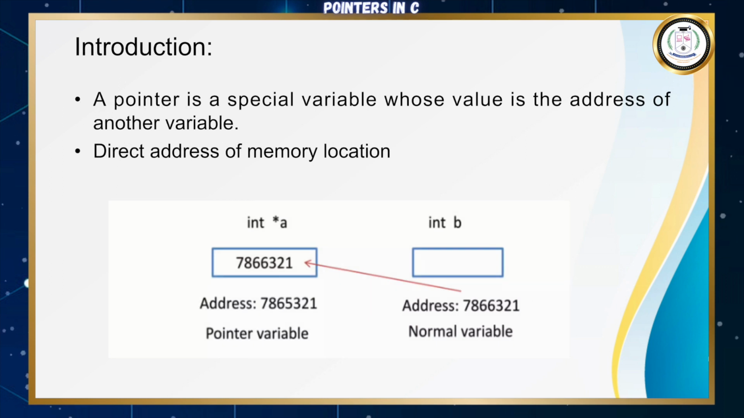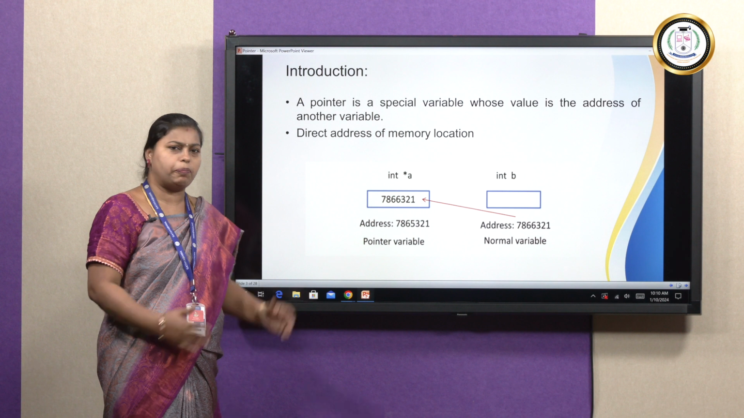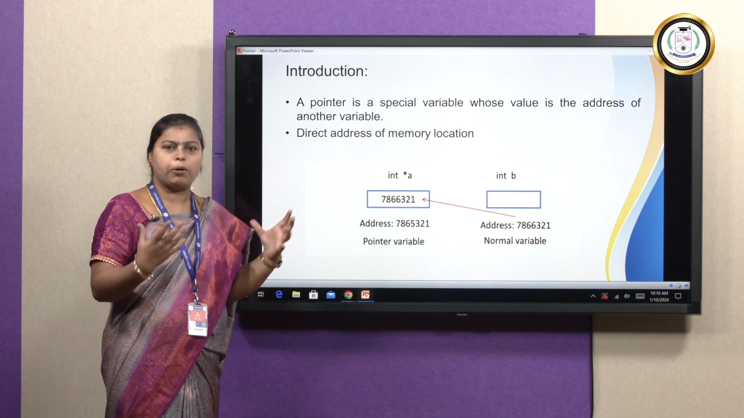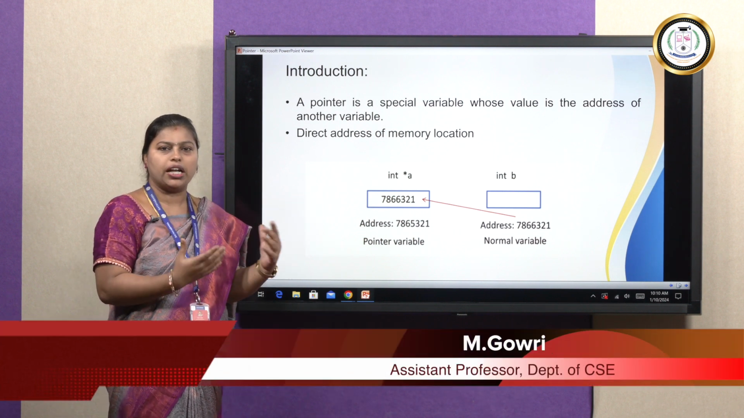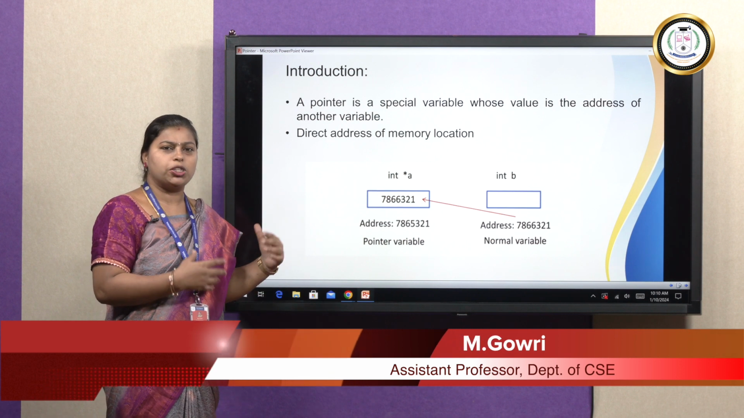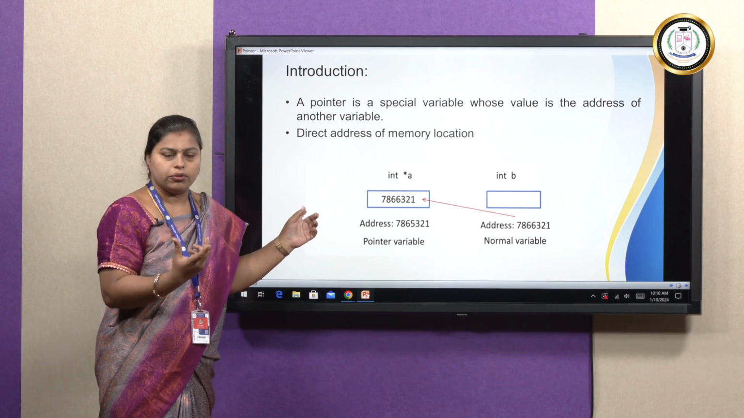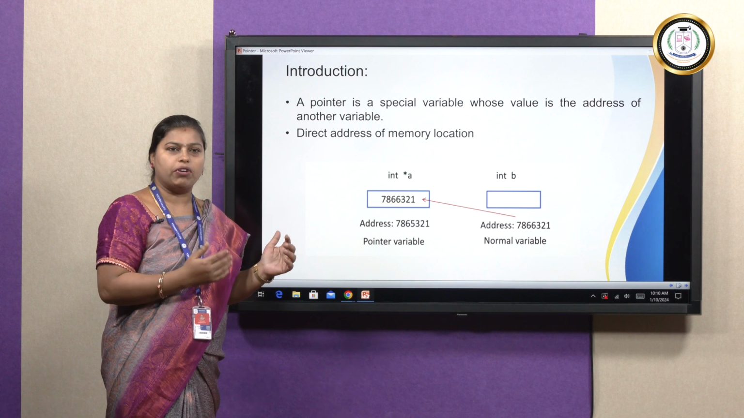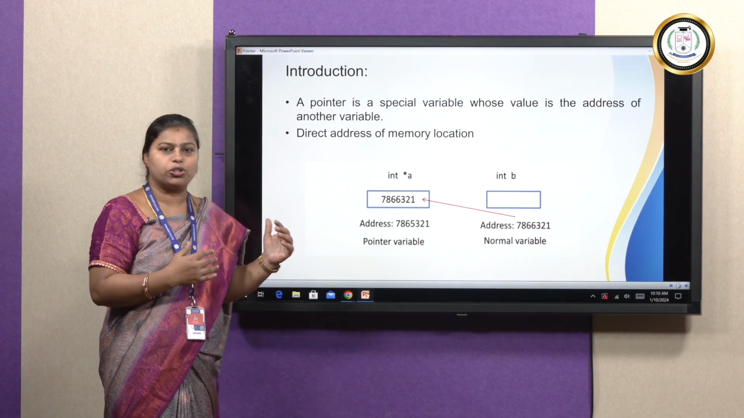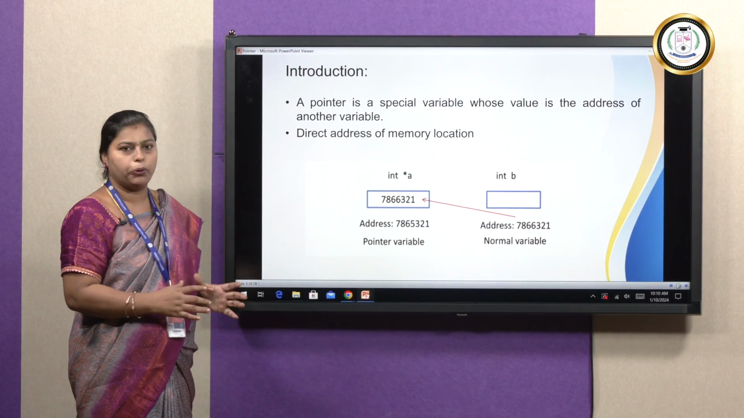So what is a pointer? Pointer is a very important concept in C programming. It is a special variable which is capable of storing the address of another variable. Whatever value is given by the user will be stored in the memory location of the computer.